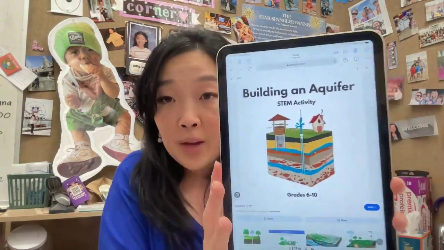So first off, we're going to start off with learning about groundwater. Groundwater is the water that we drink, and it's the water that grows our food. It is found underground in the cracks and spaces between sand and soil. And these underground formations are called aquifers. Okay. So that's what we are learning about today, an aquifer.